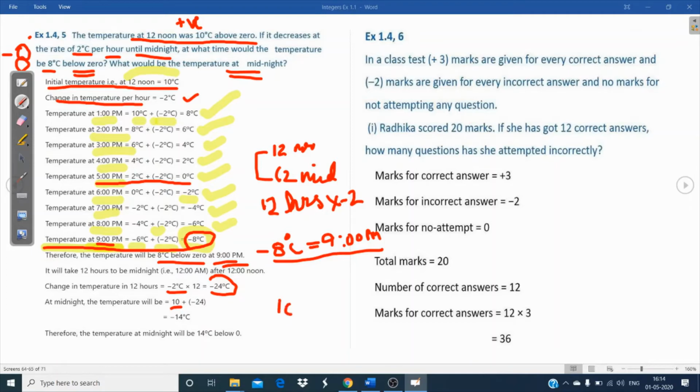And the initial temperature was 10 degrees Celsius. Now plus the total temperature decrease, 12 hours into minus 2, minus 24. So 10 plus minus 24. Plus minus is minus; when you subtract, you get 14, and the sign will be that of the bigger integer, so minus 14. So at midnight, the temperature is minus 14 degrees Celsius, and minus 8 degrees Celsius is at 9 p.m. So these are the two answers.